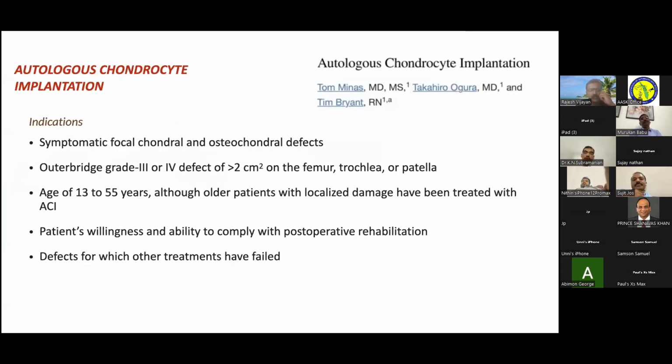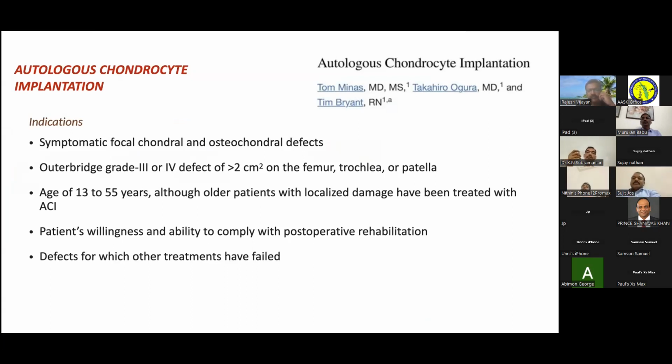We go into ACI. ACI is a very popular technique. When I was in UK about 15 years ago, there was one gentleman, James Richardson in Australia, who was routinely doing ACI, and he was demonstrating about 70 to 80% success rate. The whole concept is you take a piece of cartilage and grow it in a lab, culture it, and make it to 48 to 96 million cells, and inject the place where you have that defect. That is the whole concept.